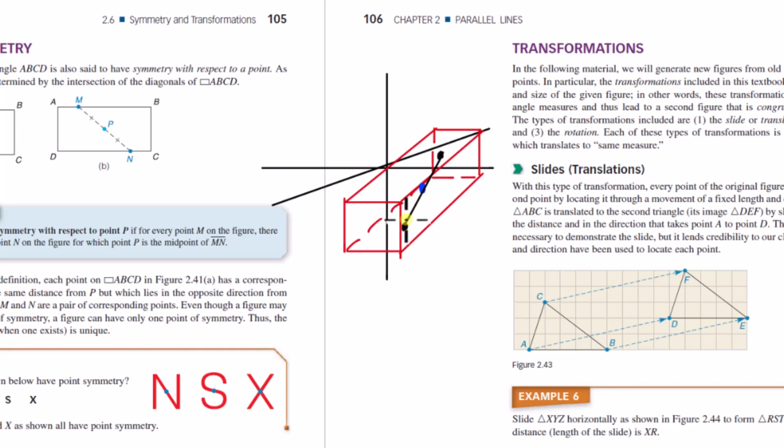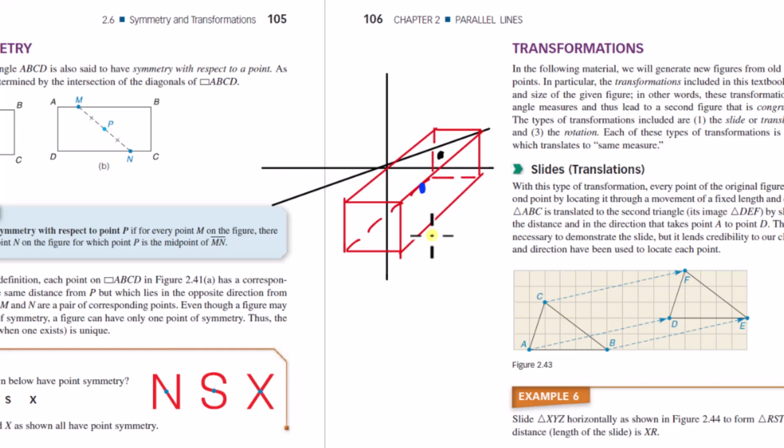Okay, and whenever the other point has to be on the solid. If it's off the solid, then that's not... If you find just one point where you go equidistant through the point and you're not on the solid, but you started on the solid, then that point is not a point of symmetry.